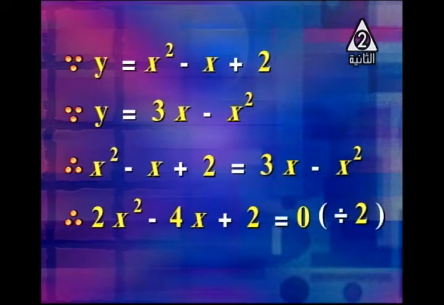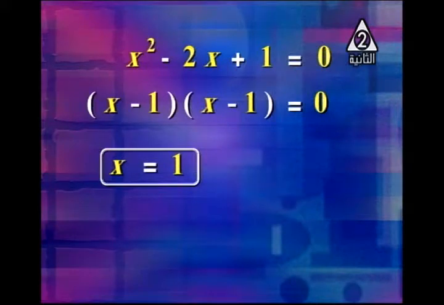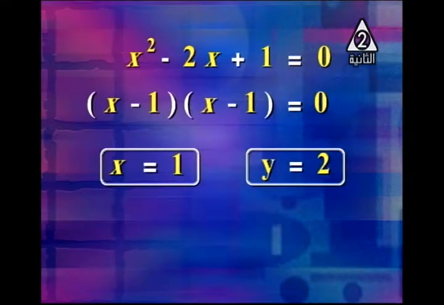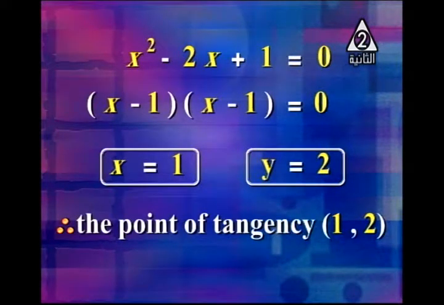by collecting like terms, we find the equation 2x squared minus 4x plus 2 equals 0. Divide each term by 2. The answer is x squared minus 2x plus 1 equals 0. Can this be factorized? Yes. By factorization, we find the value of x: x equals 1. After that, by substitution of x equals 1 in the curve, y equals 2. The point of tangency is (1, 2).